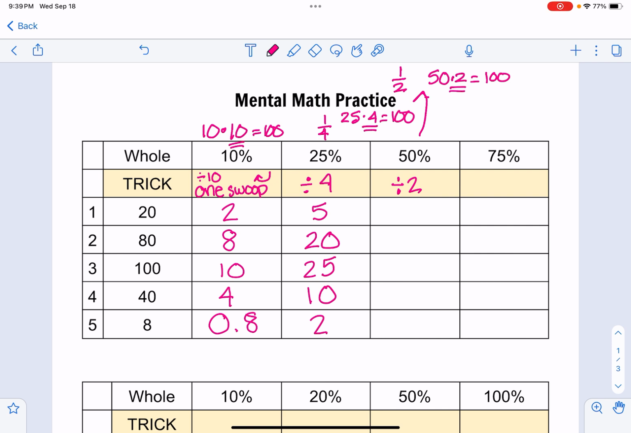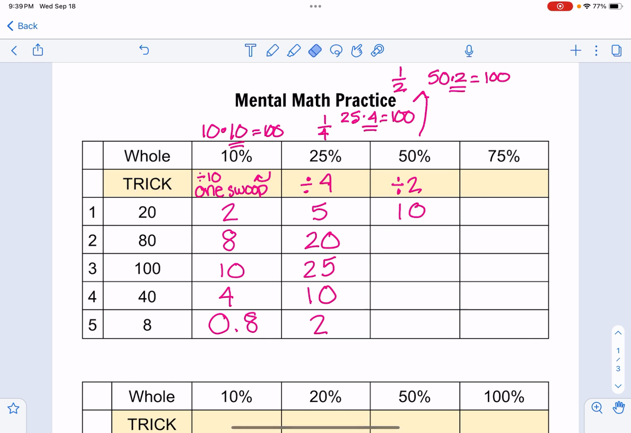You do not need to write out a proportion if you remember that you could just divide the number by 2 to get 50%. So for example, 20 divided by 2 is 10. So 50% of 20 is 10. Go ahead and pause the video and finish the rest of the column.